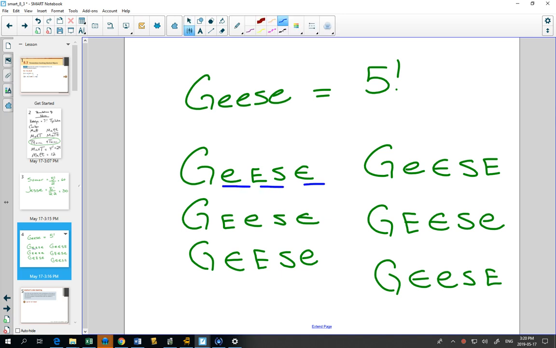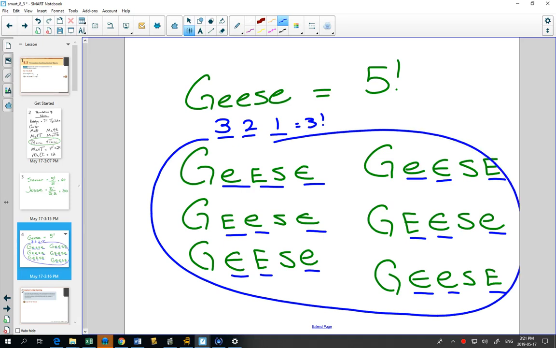What did we do? We figured out how many different ways we could put those e's into those three spaces. We had 3 decisions to make. We had 3 choices for the first decision, then 2 choices because you had to use a different e, and then only 1 choice left, which is 6, or 3 factorial. So if you wrote out all 120 ways of arranging geese, there would always be a group of 3 factorial, or 6, that would be the same.